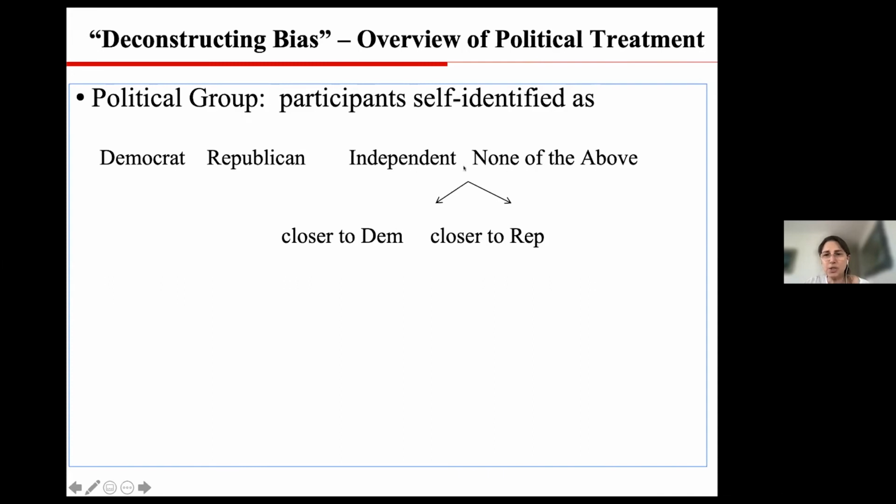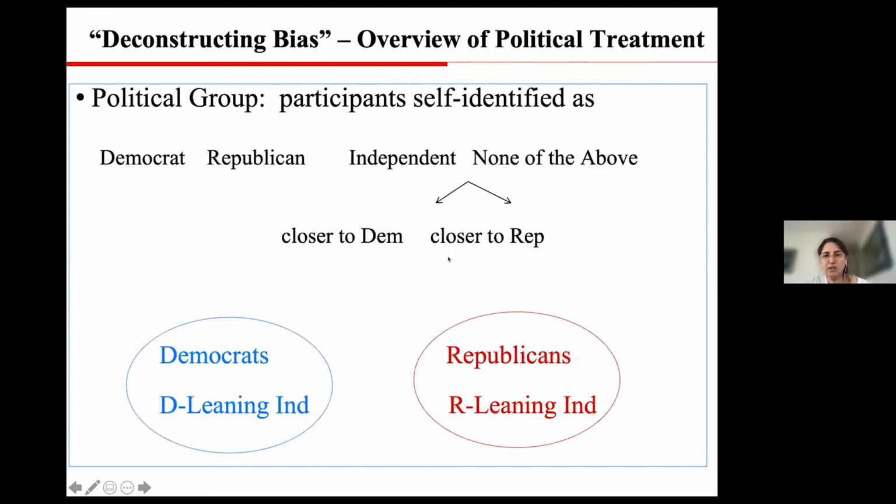If people answered Independent or none of the above, they were asked a further question: were they closer to the Democrats or closer to the Republicans? Then we divided the subject pool into two groups. The people who said they were Democrats went into the Democratic group, and the people who were Independent or none of the above, but said they were closer to the Democrats, also went into the Democrat group. People who were Republicans went into the Republican group. The people who were Independent or none of the above, but said they were closer to the Republicans, also went into the Republican group.